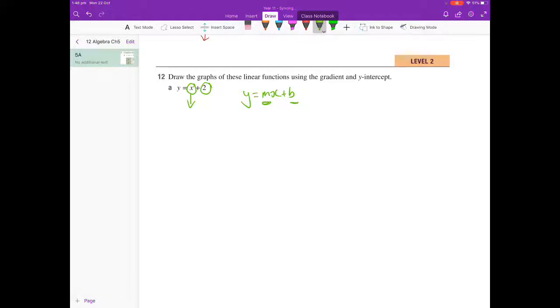Our b is circled as 2, and if the x doesn't have a number, we know obviously the number was 1. We haven't bothered to write it there because there's no point, there's no difference between 1x or x. Now that we've got those, we can add our axes in, get our scale on our axes, and plot some points. The big important one, of course, is when x is 0, y equals 2.